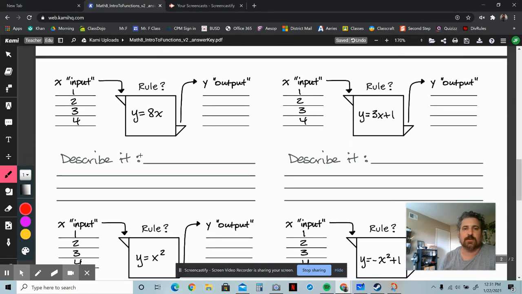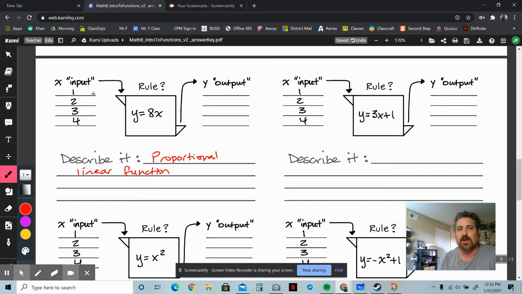Let's take a look at the next one. This is once again another proportional relationship, y equals 8x. So we can write that in. This is a proportional linear function. This is going to go through the origin because when x is 0, y is also 0. So we have a proportional linear function.